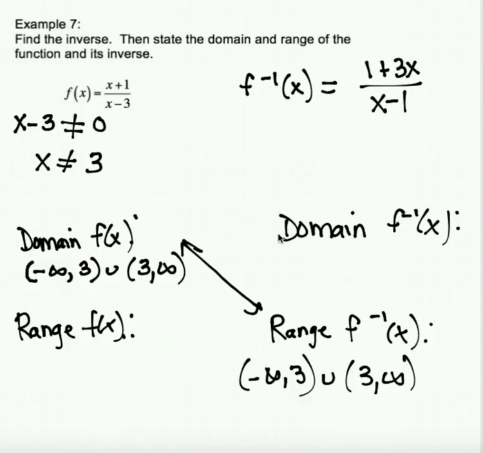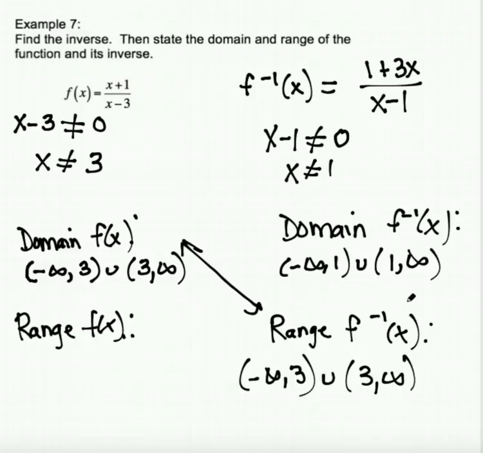So now my next step is to find the domain of the inverse. Again, I have a denominator to deal with, so I take that denominator, which is x minus 1, and I set it not equal to 0. That tells me that x cannot equal 1. Writing that in interval notation for the domain of the inverse, that's going to be negative infinity to 1, union 1 to infinity. And again, I know that these two go hand in hand, so the range of my original is also negative infinity to 1, union 1 to infinity.